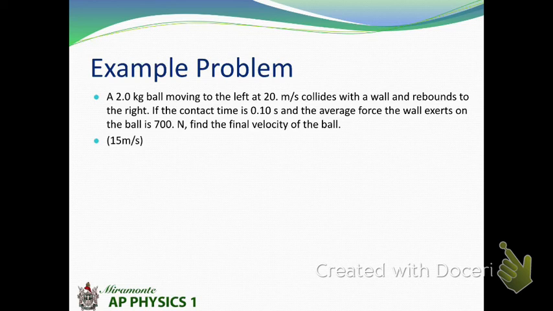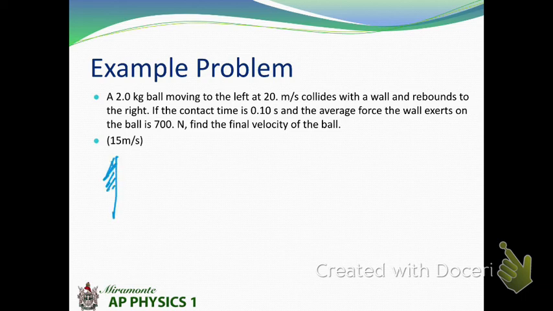Okay, example problem. This one is not in your Google form. A 2 kilogram ball is moving to the left at 20 meters per second, collides with a wall, and rebounds to the right. If the contact time is 0.1 seconds, the average force the wall exerts is 700 newtons. Find the final velocity of the ball. And I've given you the answer there, but let's see how you figure it out.